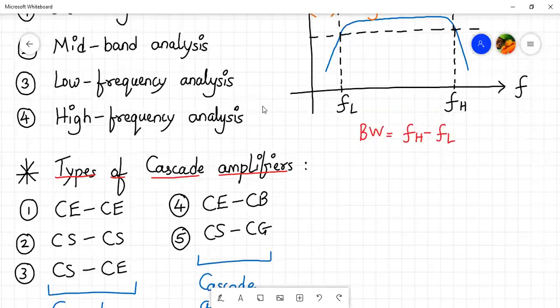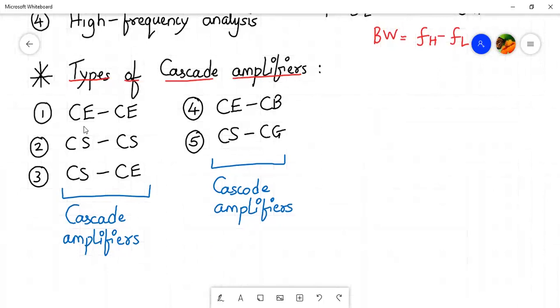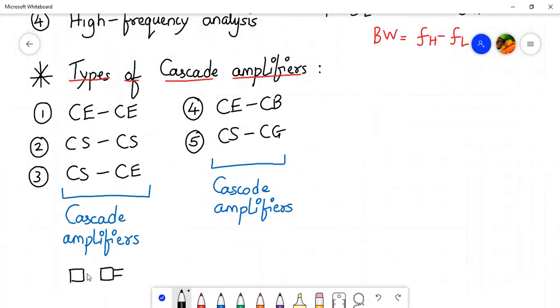Now, which type of cascade amplifiers will we be studying in our curriculum? So we'll have the common emitter cascaded amplifier. Then we have the common source cascade amplifier, and we have the common source, common emitter cascade amplifier, right? Then we have the common emitter, common base cascode amplifier, and the common source, common gate cascode amplifier. So cascade is different from cascode. Cascade means one after the other. Okay. So you have one amplifier and a second amplifier connected, one after the other.